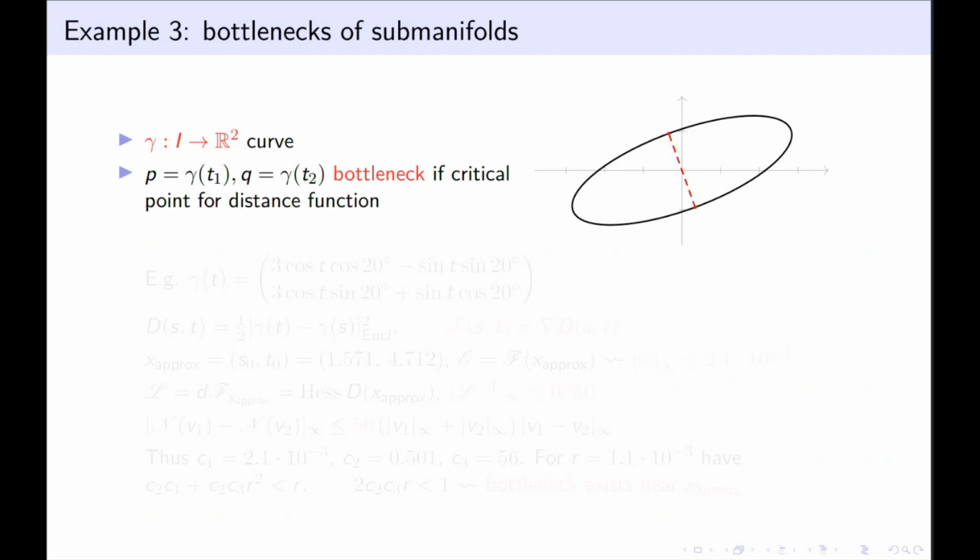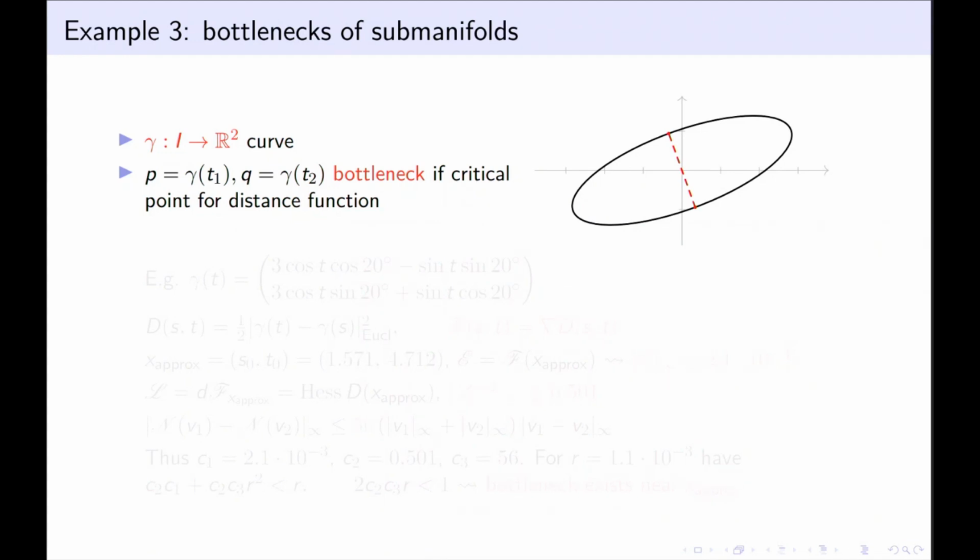First example of the second batch, bottlenecks of submanifolds. Let's say, just for concreteness, we have a curve gamma, which is a curve in R2, but this is completely general. The domain can be any dimension. The embedding space can be any dimension. It must be Euclidean space. Then 2 points on this curve are called a bottleneck if they are a critical point for the distance function. So for example, in this picture here, this dotted red line is a bottleneck.